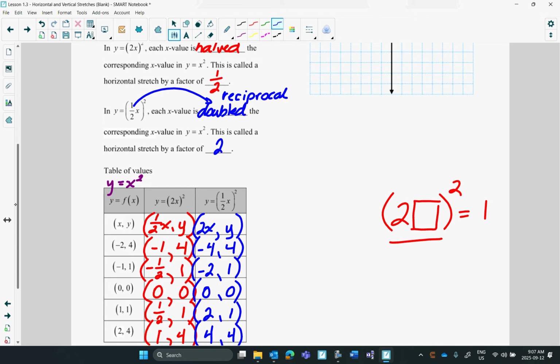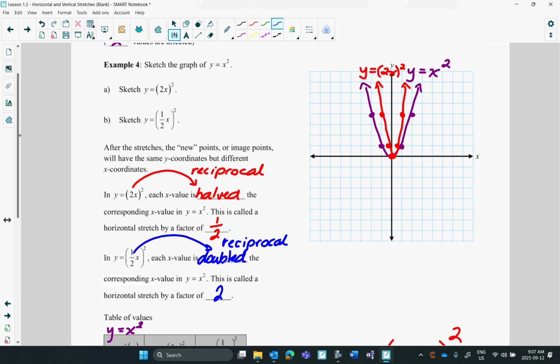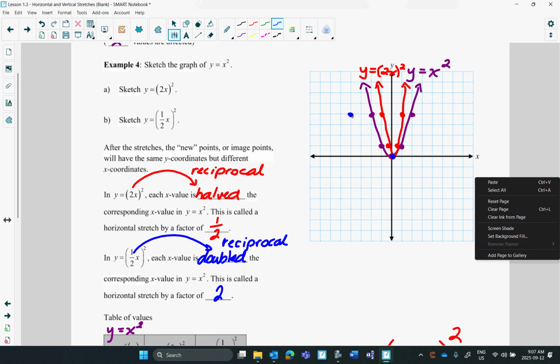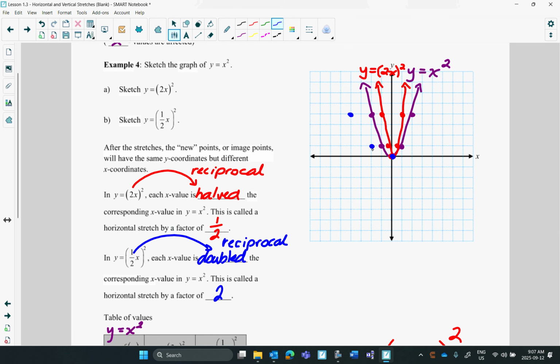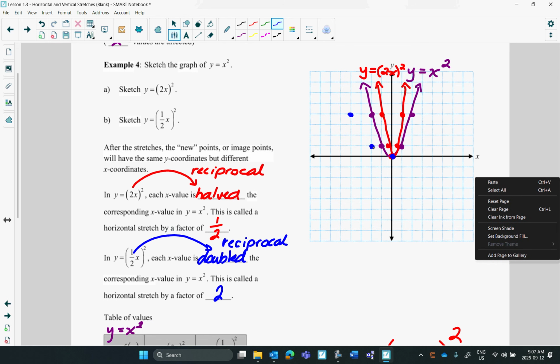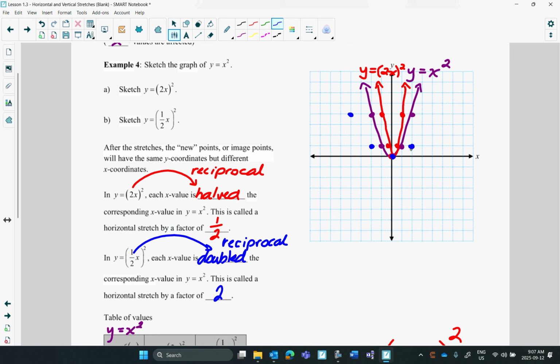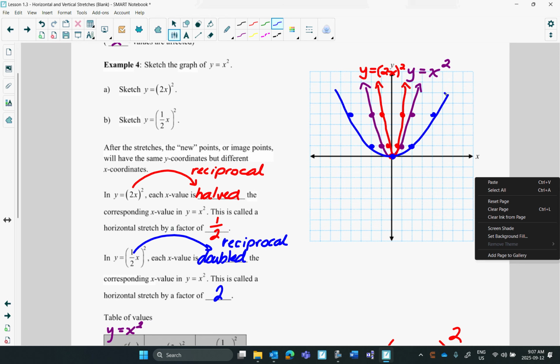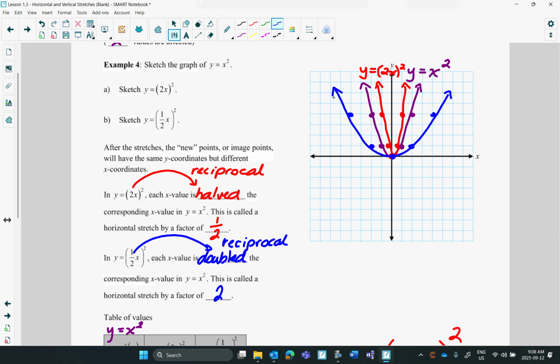And here's what it looked like on the graph. So this one stays the same. The original one now becomes -4, 4. This one becomes -2, 1, 0, 0, 2, 1, and 4, 4. That's y equals 1/2 x all squared.